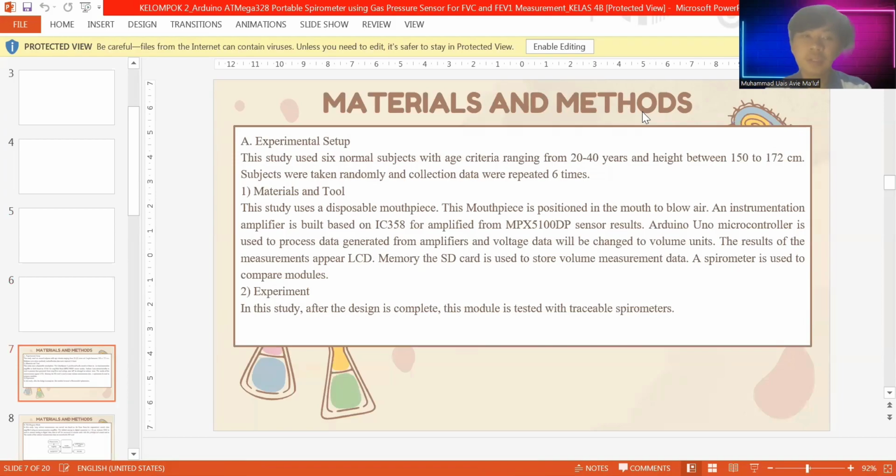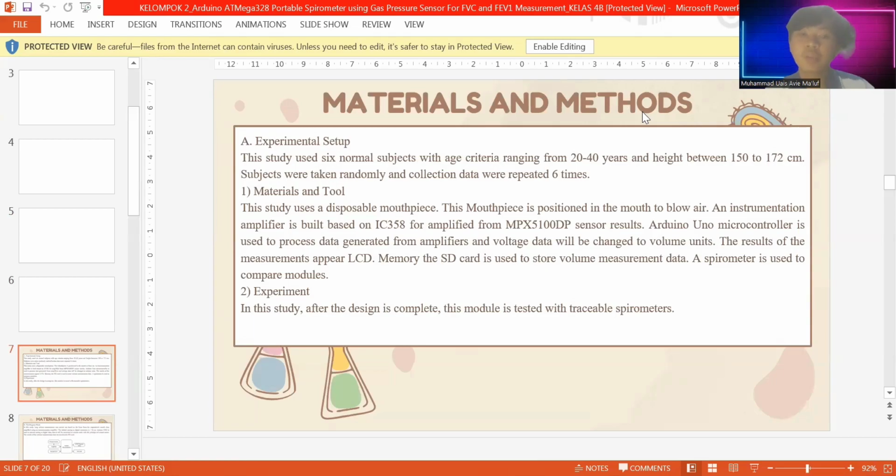Material and method. Experimental setup. The study used 6 normal subjects with criteria ranging from 20 to 40 years and height between 150 to 170 centimeters. Subjects were taken randomly and data collection was repeated 6 times.